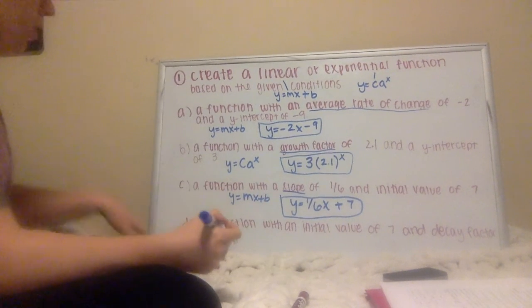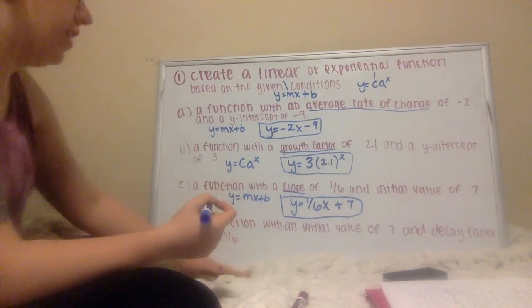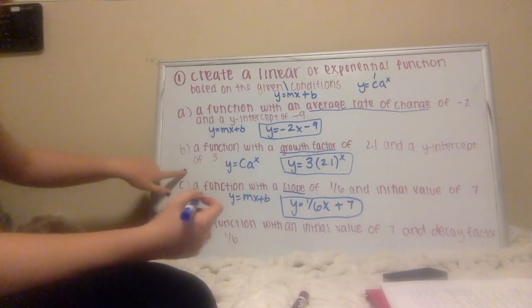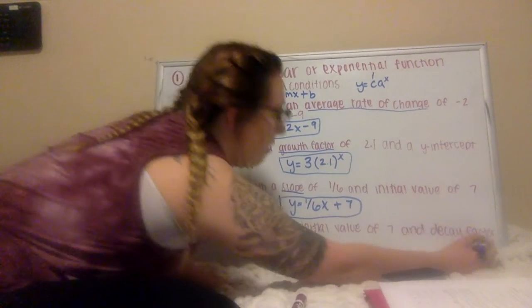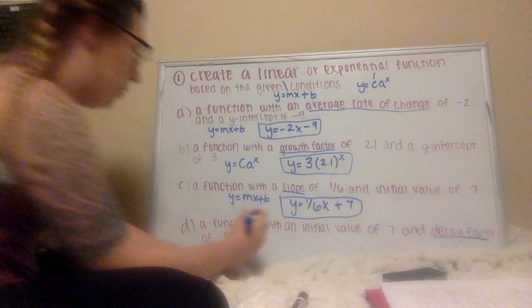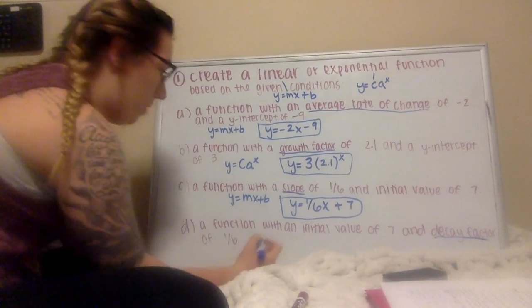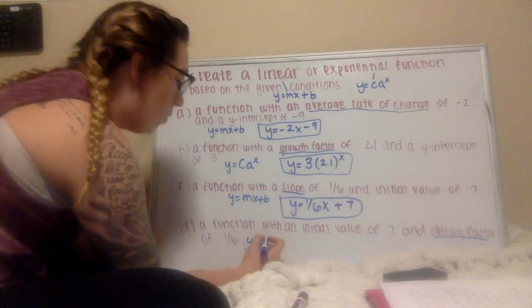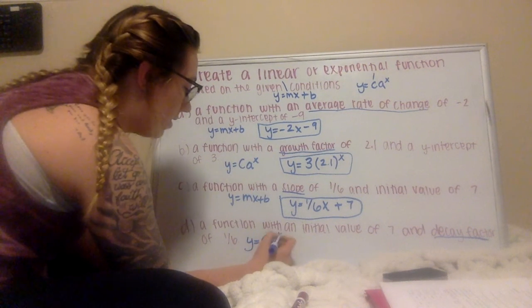Alright, and then part D says a function with an initial value of 7 and a decay factor of 1/6. Just like in part B, we know that we have a decay factor, so we're going to be using our exponential function, so it needs to be in the form, sorry about this blanket not being in the most convenient spot, y equals ca to the x.